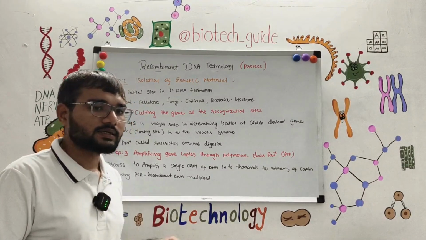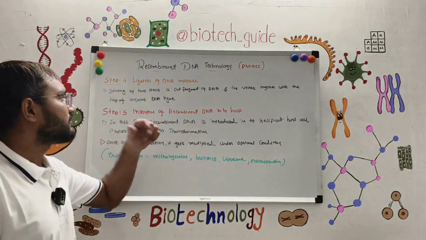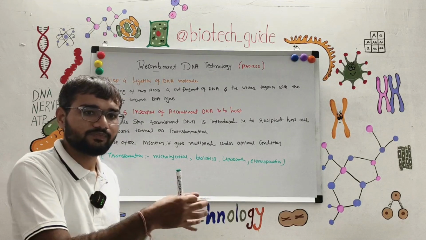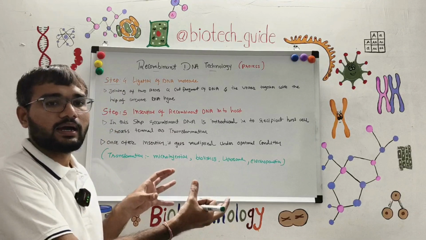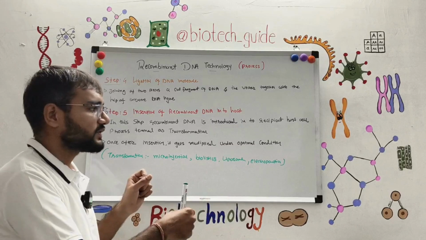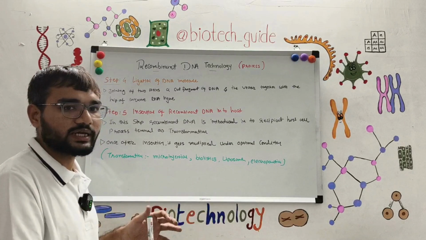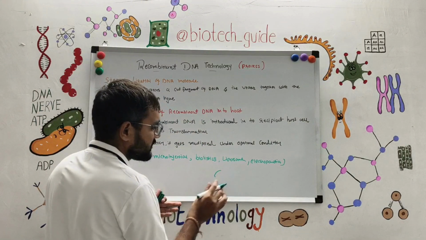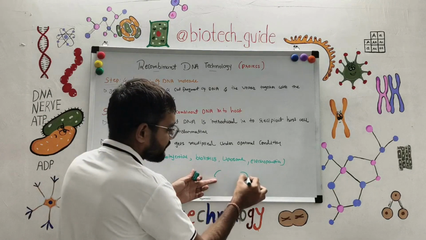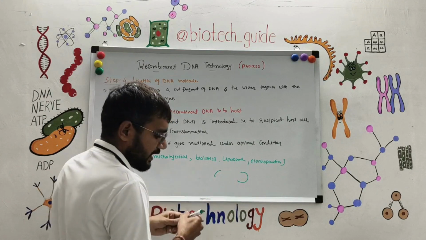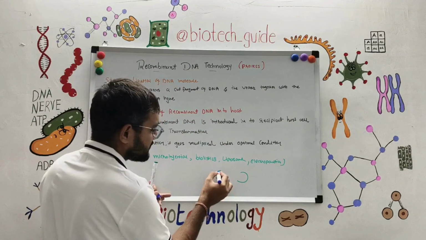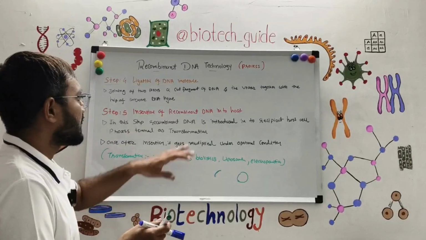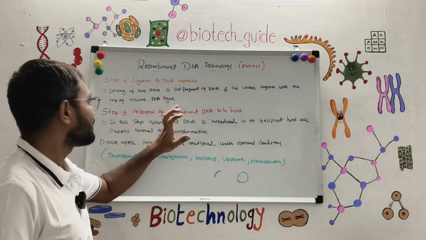Now let us discuss step 4, ligation of the DNA molecule. Here the cut part of the desired gene and the cleaved plasmid, which has a cloning site, are combined. As you can see, this is our desired gene and this is the plasmid. In this step, the desired gene is ligated into the plasmid. This is defined as ligation, using the DNA ligase enzyme, right?